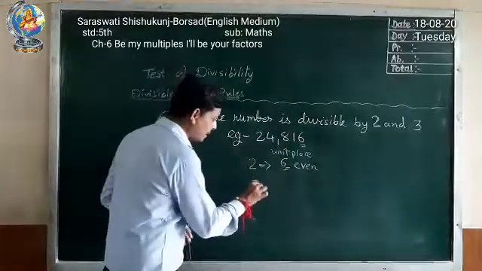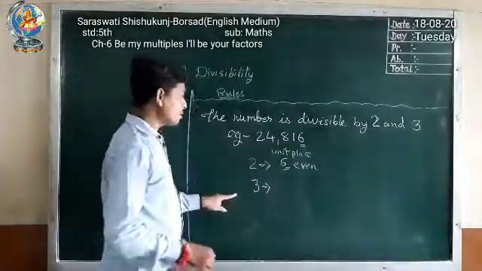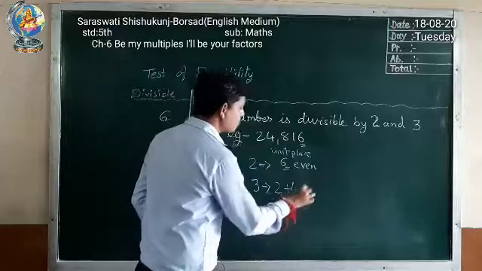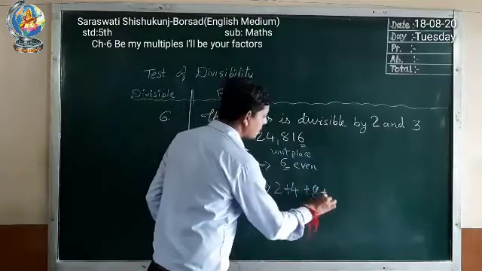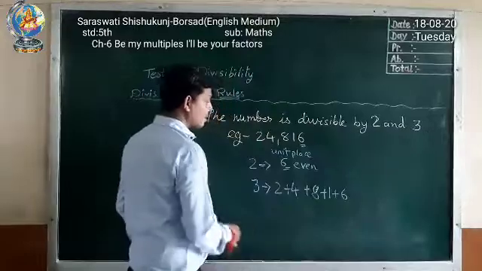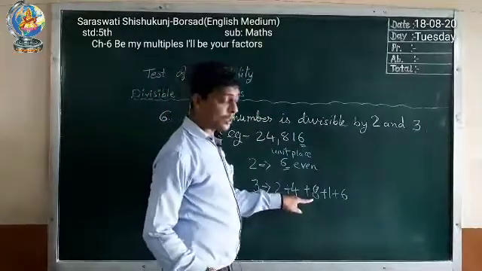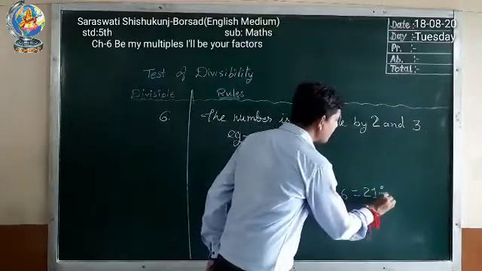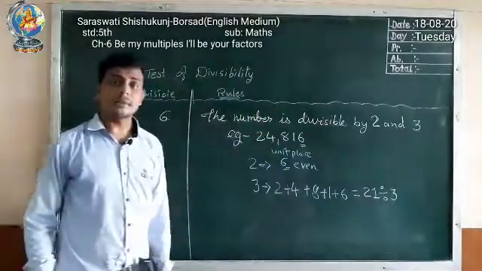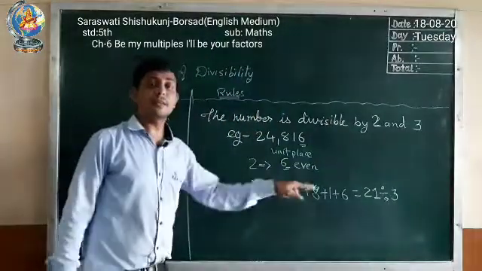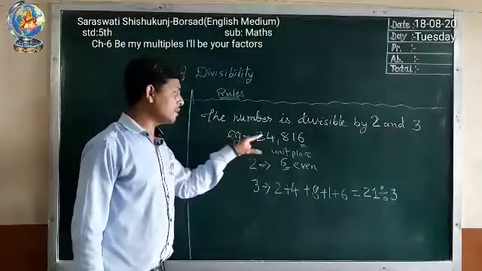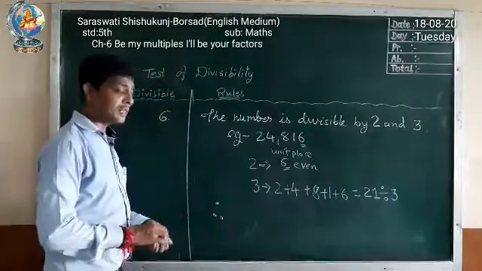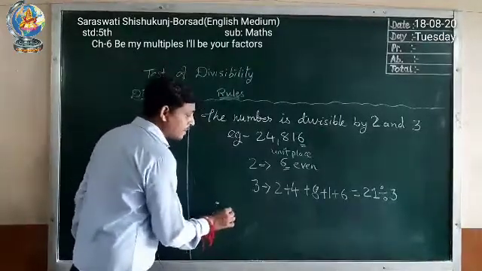Then next, for 3, we have to check for 3 also. In 3, what we do is add the digits. So 2 plus 4 plus 8 plus 1 plus 6. So 2 plus 4 is 6, 6 plus 8 is 14, 14 plus 1 is 15, 15 plus 6 is 21. And when we divide 21 by 3, we get 7 threes are 21. So we get remainder 0. So we can say that the given number is also divisible by 3. So therefore we can say that the given number is divisible by 6.